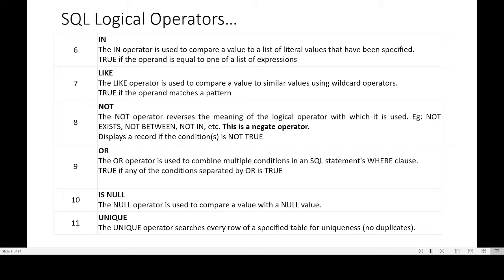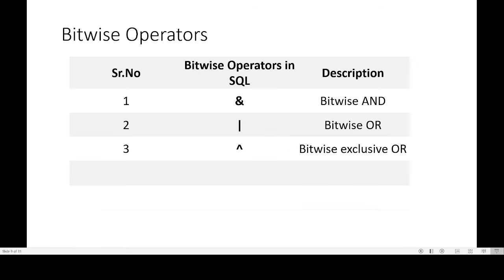Then we have IS NULL. The IS NULL operator is used to compare a value with a null value. Then we have UNIQUE. The UNIQUE operator searches every row to check whether it has a unique value, that is, it doesn't have duplicates. So it will check the table for uniqueness, that is, without any duplicate values.